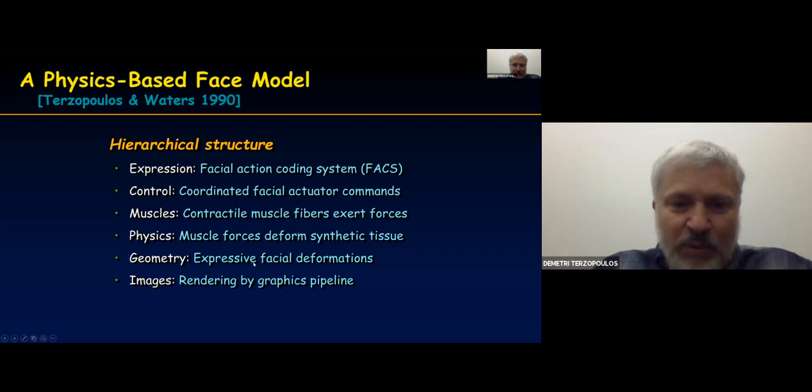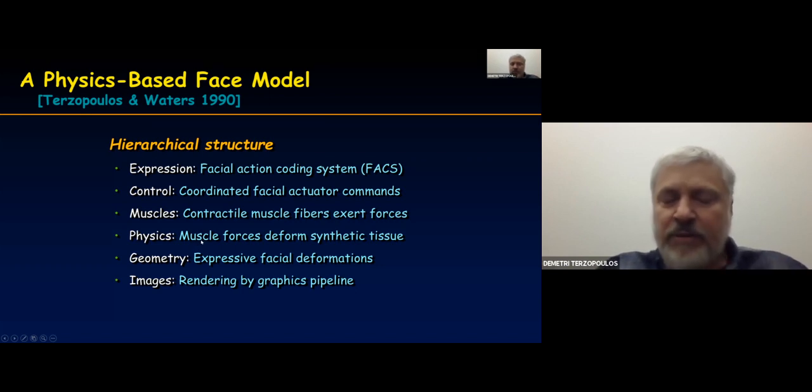And so we want to be able to deform the face in a natural way. The natural way to do this is by doing physics or biomechanics, where the muscles of the face deform the synthetic soft tissues of our face model. The muscles contract. That's what muscles do. They always contract, and so they exert forces on the soft tissues of the face. And if you can control the muscles, the facial actuators, in a proper coordinated fashion, then you can create facial expressions.